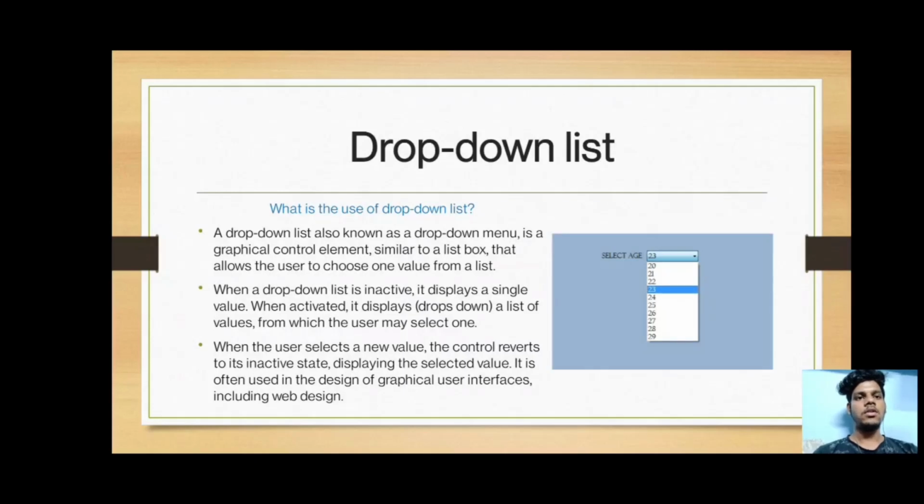Now let's see what is the use of a drop-down list. A drop-down list, also known as a drop-down menu, is a graphical control element similar to a list box that allows the user to choose one value from a list. When a drop-down list is inactive, it displays a single value. When activated, it displays a list of values from which the user may select one. When the user selects a new value, the control reverts to its inactive state, displaying the selected value. It is often used in the design of graphical user interfaces, including web design.